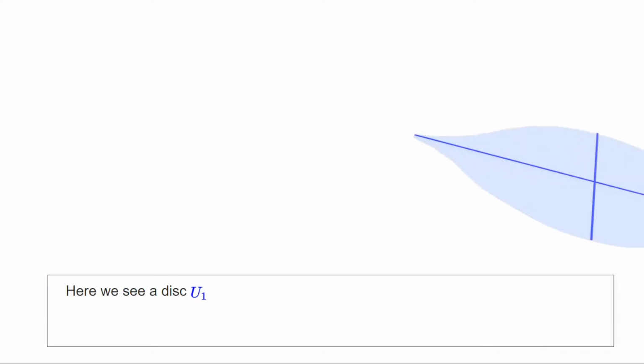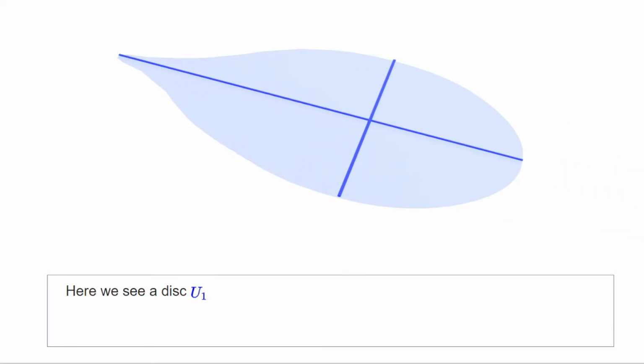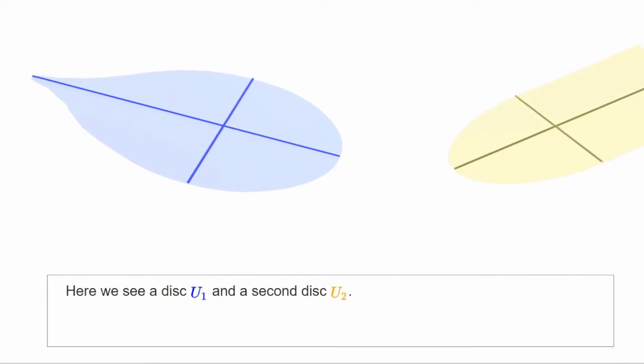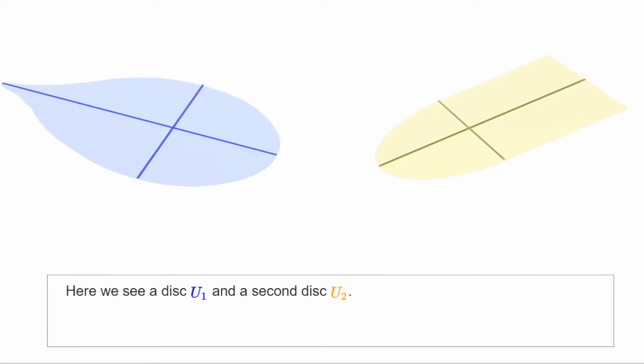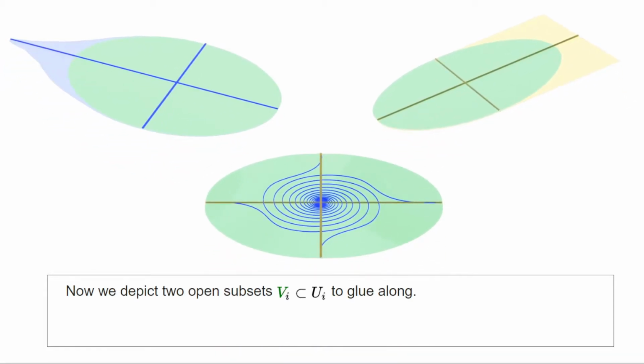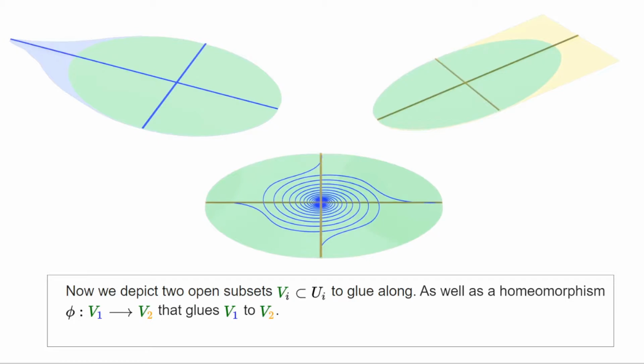For instance, here in blue, we see a first planar open, U1, which is a bit weirdly shaped, but it's nonetheless a topological ball. Now in yellow, we see a second planar open, U2, and in order to glue the two of them, we fix a desired overlap that we call V1 contained in U1 and V2 contained in U2. Lastly, we pick a homeomorphism phi from V1 to V2. In the animation, we are depicting the target V2 with its usual coordinates, and then we are depicting the image of the coordinates in V1 mapped through the homeomorphism phi.